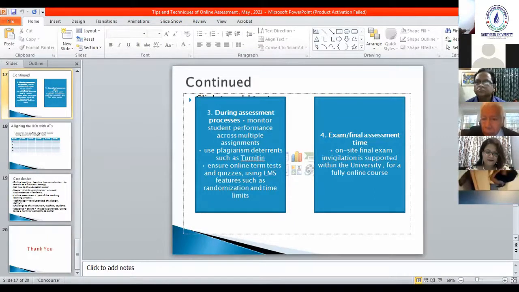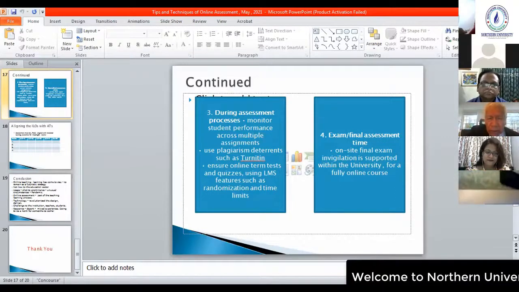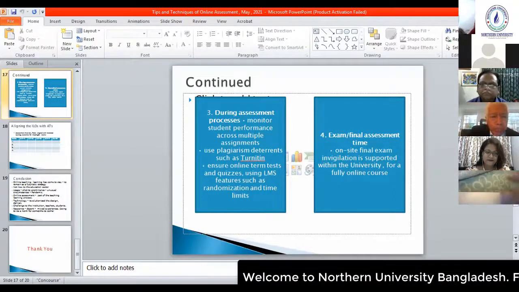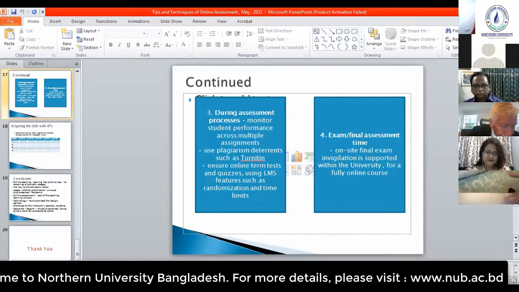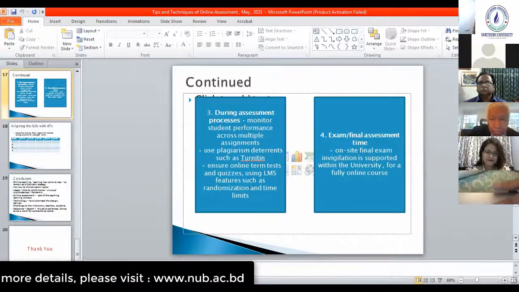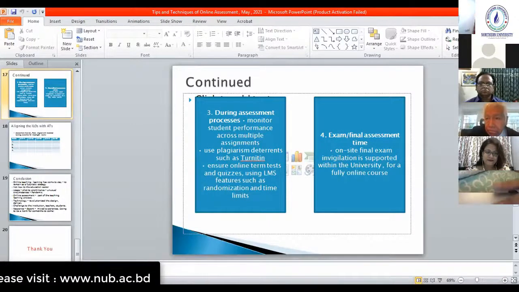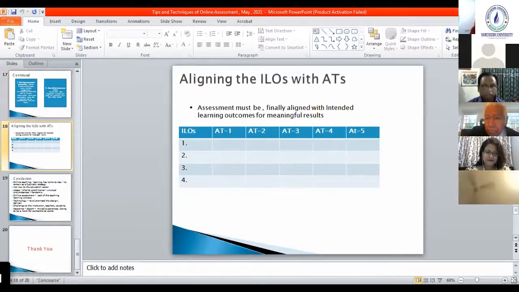Then ensure online term tests and quizzes using the learning management system features such as randomization and time limits. So this is where the LMS comes to the rescue. Then the final thing is the final examination part. The on-site exam invigilation is also supported by the university. If it's a fully online course, as we are doing it now, the university takes care of whatever we need in order to make it a fully invigilated one.